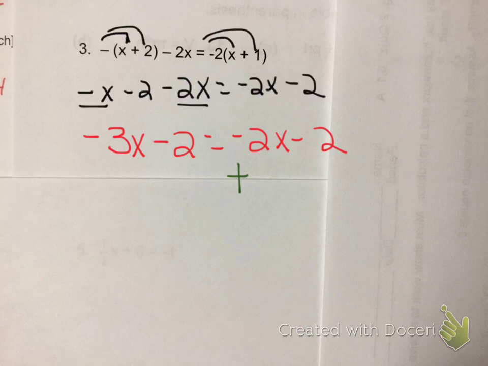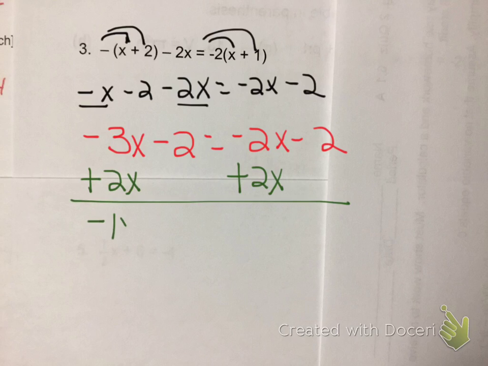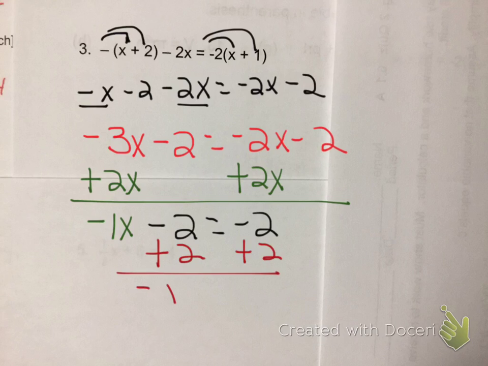Then we need to get the x's on one side. You can either choose to get the x's on the left side or the right side. It really doesn't matter. I'm used to always getting it on the left side, so that's what I'm going to do. So I'm going to add 2x to both sides. Then I'm going to add 2 to both sides. And we get negative x is equal to 0. There is no such thing as negative x is equal to 0, so x is just equal to 0.